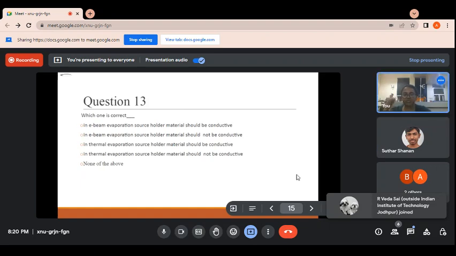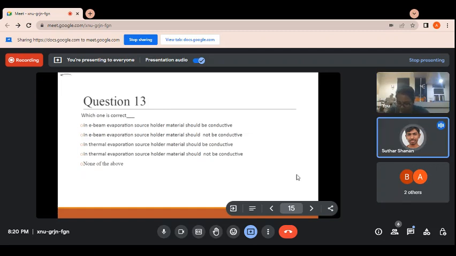So this is our question number 13. Which one is correct? In e-beam evaporation, the source holder material should be conductive. In e-beam evaporation, the source holder material should not be conductive. In e-beam evaporation, the source holder material should be conductive, and in thermal evaporation, the source holder material should be conductive. In thermal evaporation, the source holder material should not be conductive, or none of the above. So basically here option 2 and option 3 are the right ones.